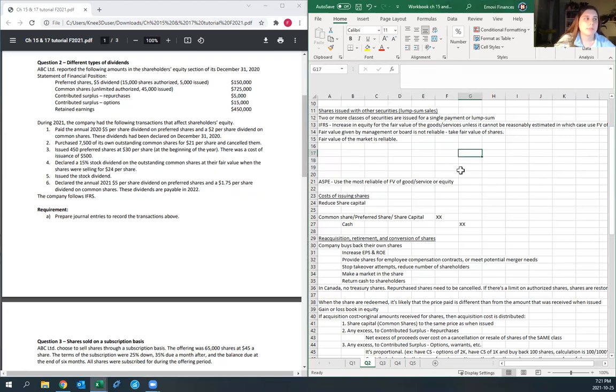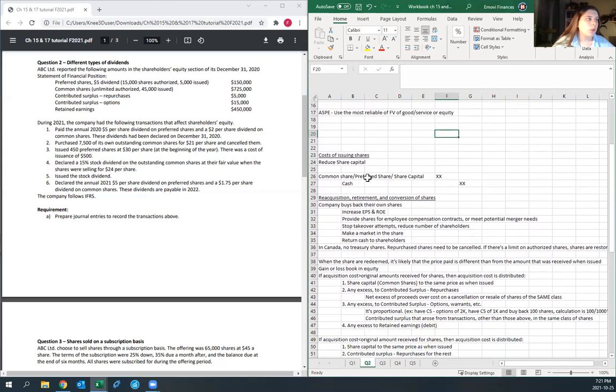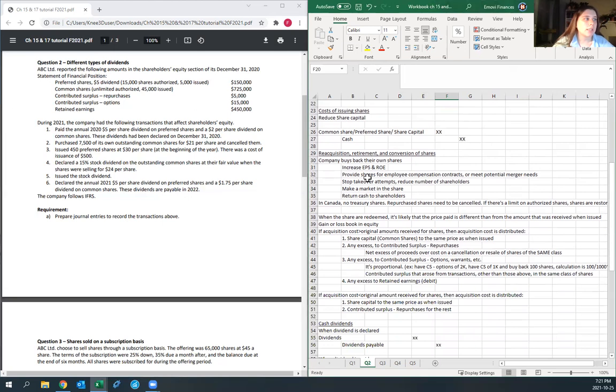And then for ASPE, you use the most reliable of the fair value of the goods and services you're getting or the equity you're issuing. For the cost of issuing shares, you're reducing share capital. So you're debiting your common share, preferred share, share capital, and then you credit your cash or whatever was used to pay.